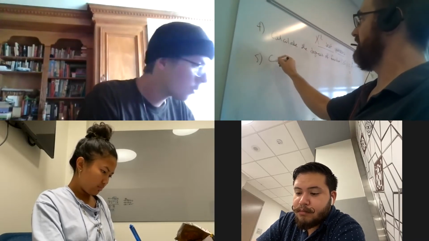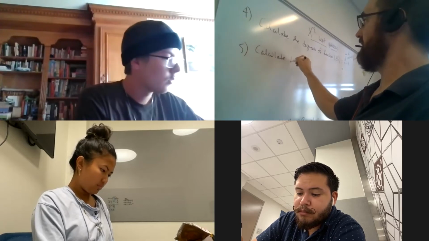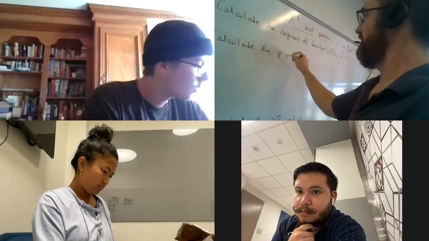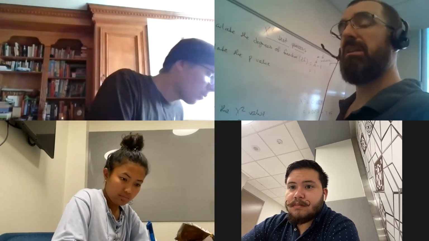And then 5, calculate the p-value. This is the probability that the result you got occurred by chance. That's what the p-value represents. So a large value is a high probability that the result you got occurred by chance, i.e. random noise. A very small p-value means it's very unlikely that the result you observed was by chance.